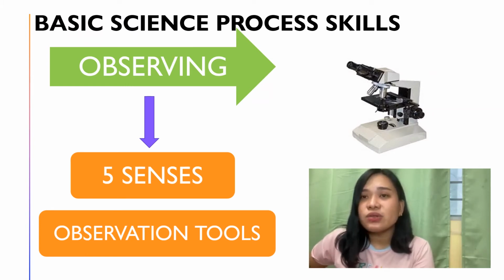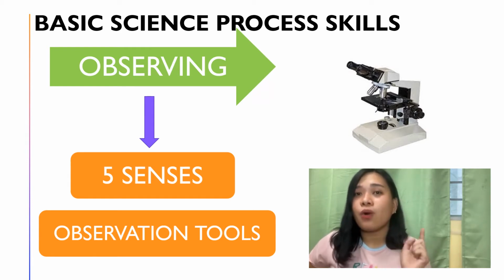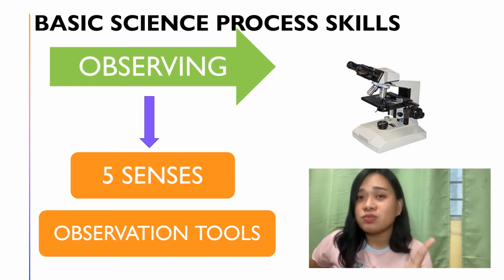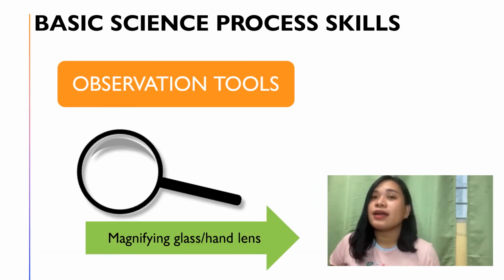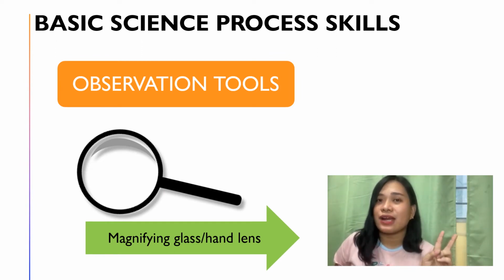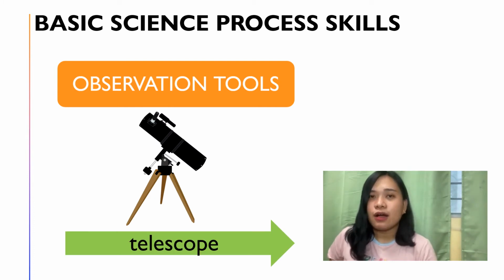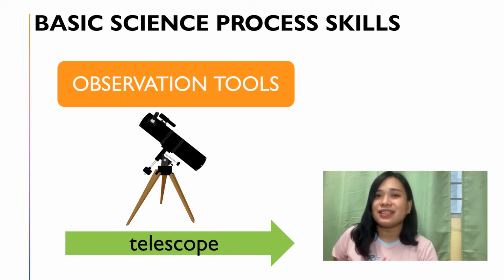We can also use observation tools to observe objects. So we have 1. The microscope. Microscope is used to observe objects which cannot be seen by our naked eye. Next observation tool is the magnifying glass or hand lens. It is used to make smaller things appear bigger. And also, telescope is an observation tool used to observe objects that are far from a distance.